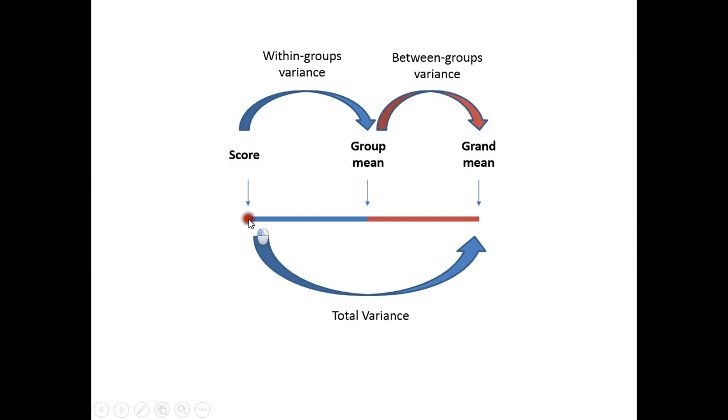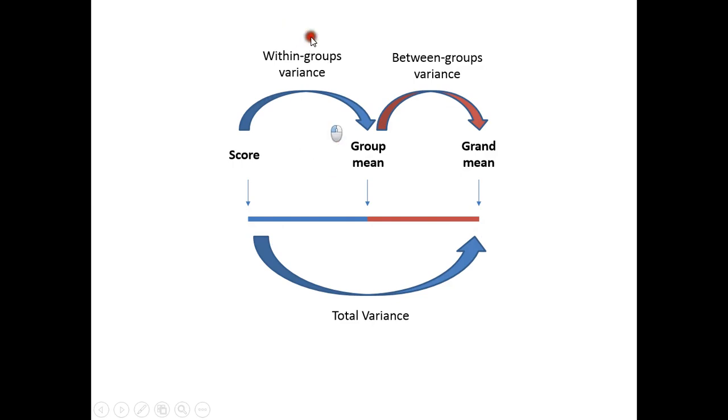So this is the difference between the participant's score and the grand mean, so the total variance squared. And then within groups variance is the difference between the participant's score and their group mean. And between groups variance is the difference between the participant's group mean and the grand mean squared. So the within groups variance, plus the between groups variance, the difference between the participant's group mean and the grand mean, equals the total variance.